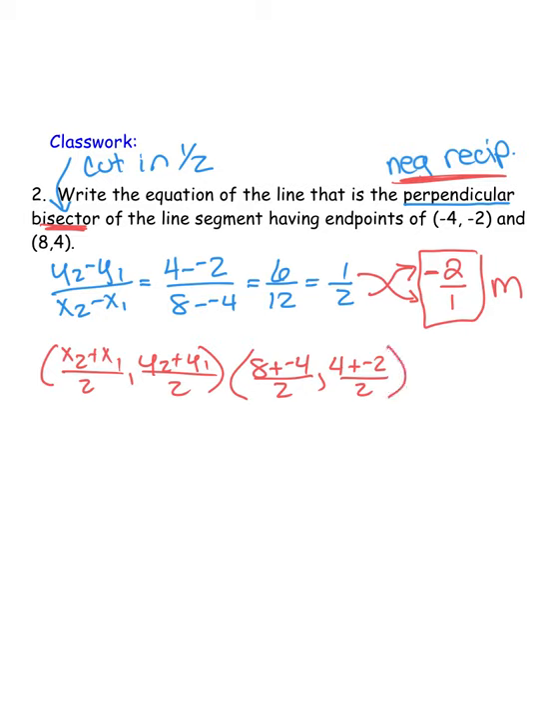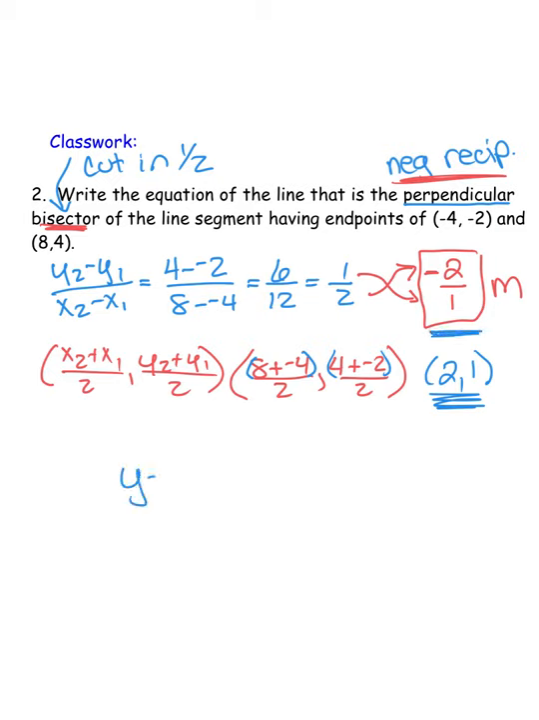If I do this in the calculator, again, don't forget, you need to put this in parentheses. That becomes 4 divided by 2, which is 2. And this one, put this in parentheses, that becomes 2 over 2, which is 1. So here's my point. Here's my slope.